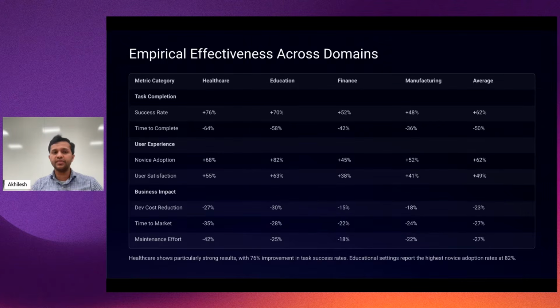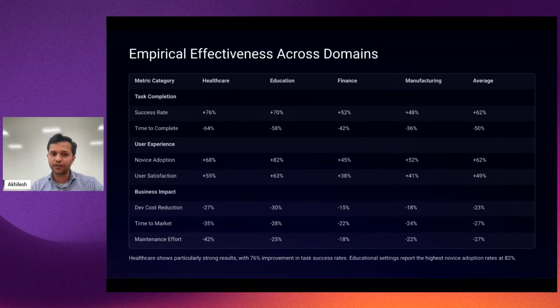This is some data that we have compiled across different domains. If you look at different industries, you'll notice healthcare leads in task success rate, with a 76% improvement. Why is that? We were thinking about why that is.